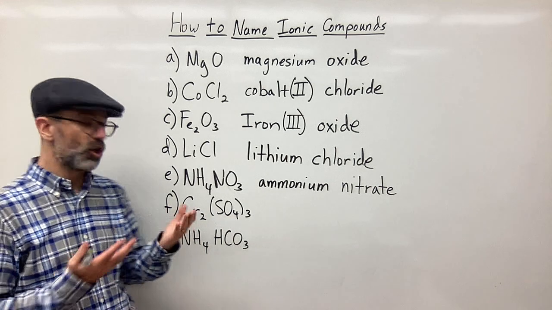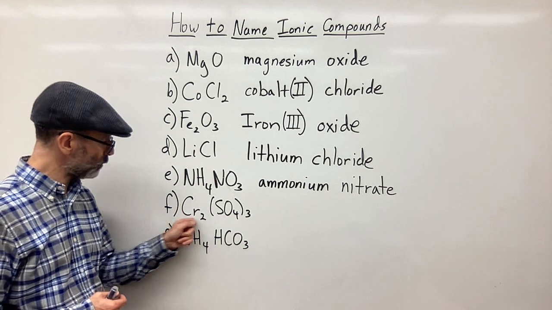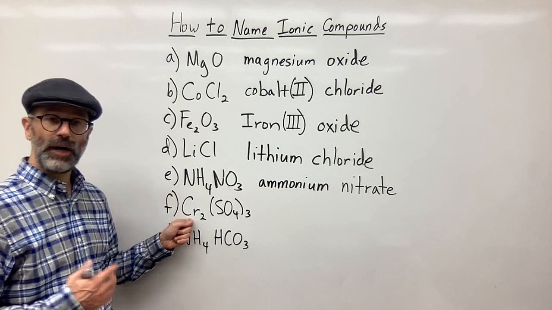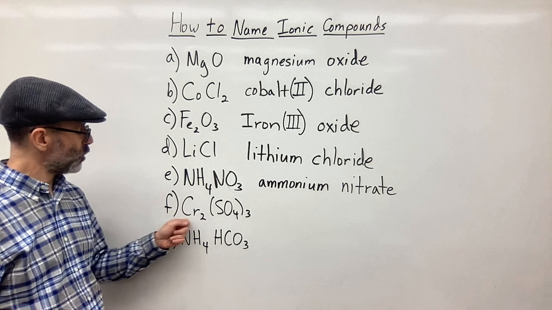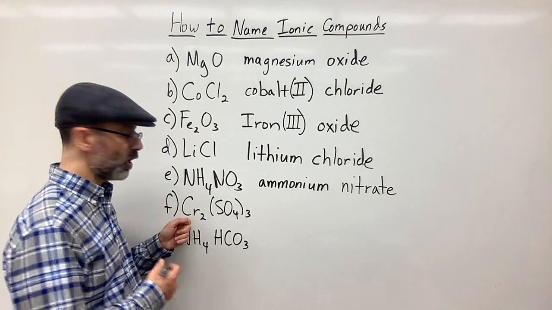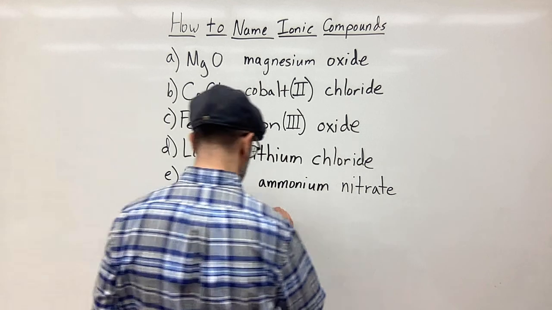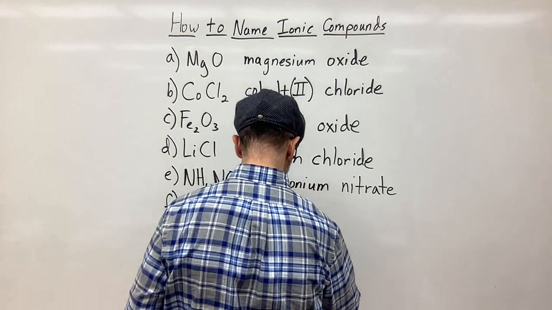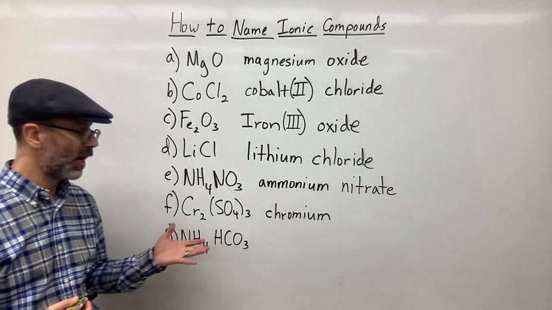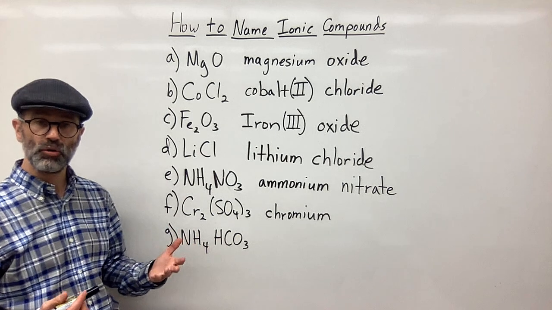Cr, that's chromium. Again, the first one, we have a monatomic ion here. It's a metal. It's a transition element. And so we would expect a Roman numeral. So we're going to write chromium. Okay, next we have to figure out the charge on this so we can write the Roman numeral.